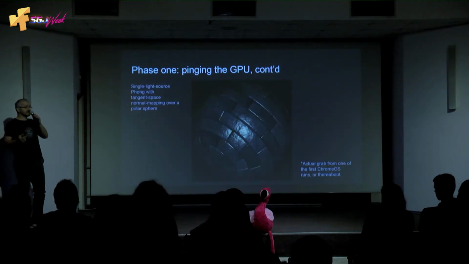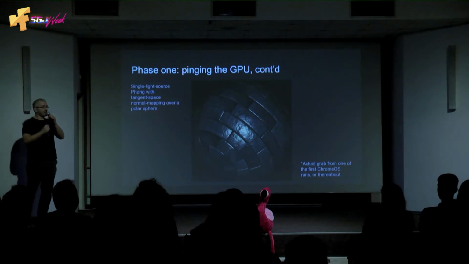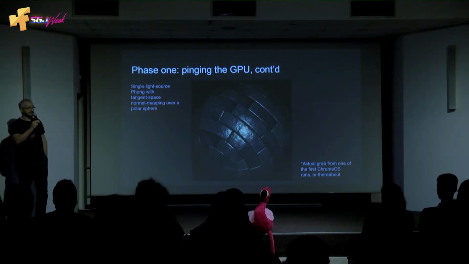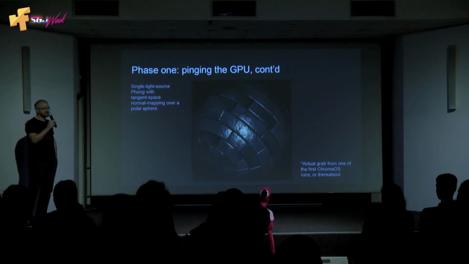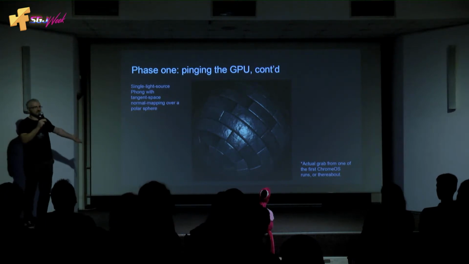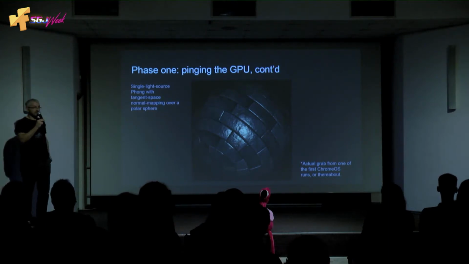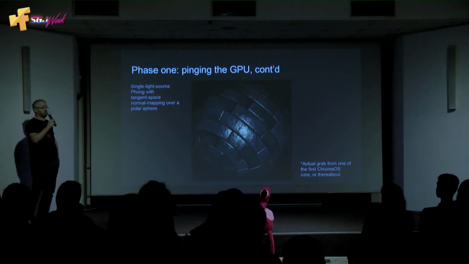And this is the first thing that I got out of pinging the OpenGL stack on a Chromebook. I passed down some scene content. In this particular case, that was a stupid polar sphere with a tangent space normal mapping and one Phong light. And I got back exactly what I sent to the GPU. So yes, the GPU in a Chromebook can render to an off-screen buffer. Not bad.